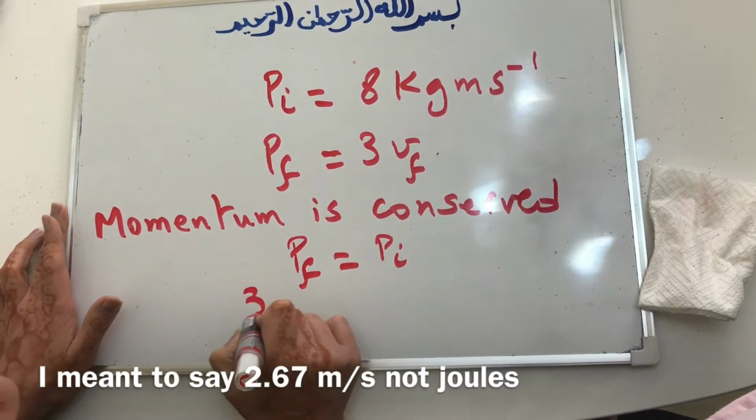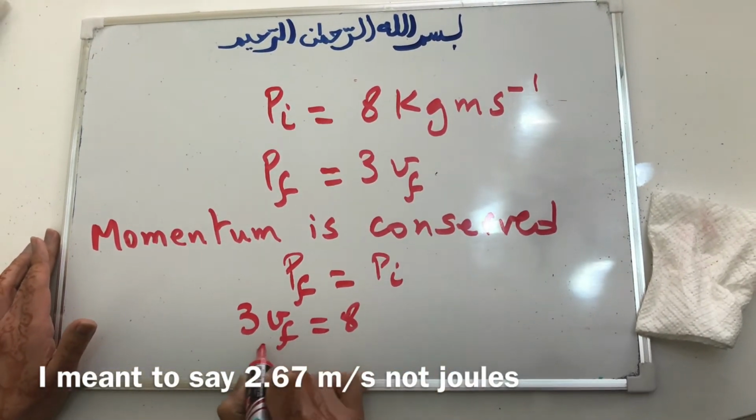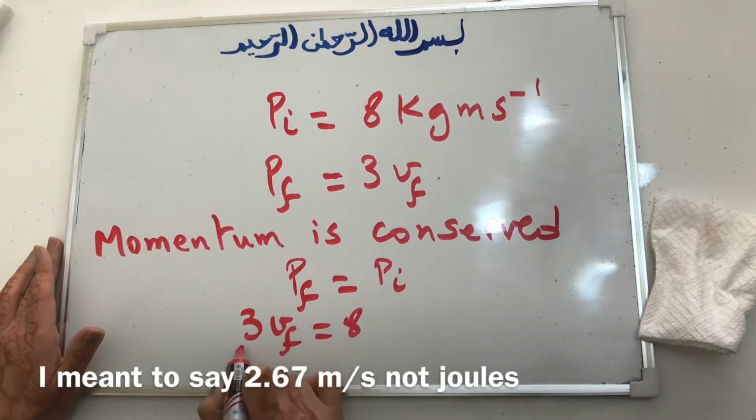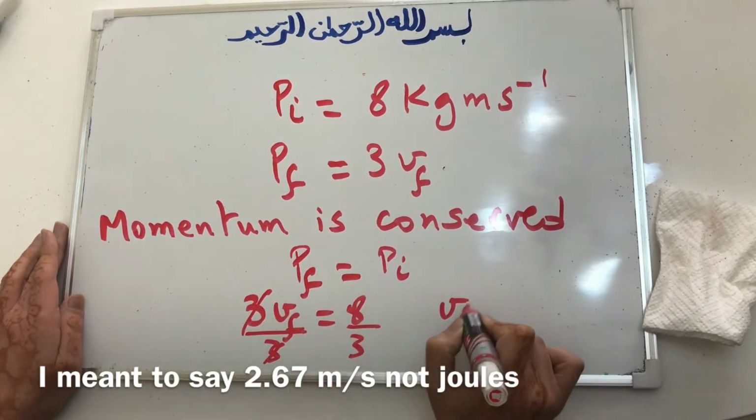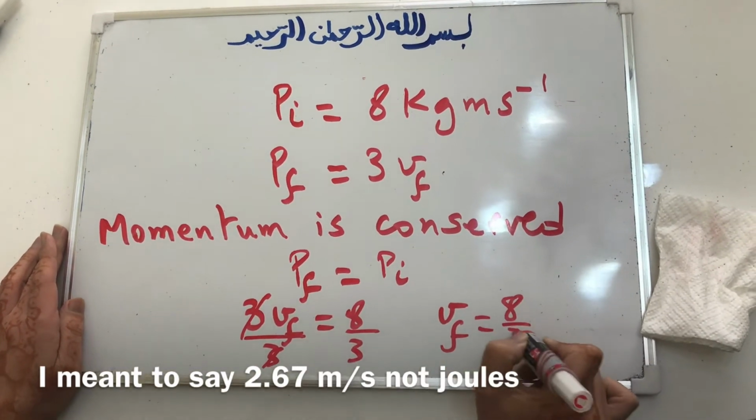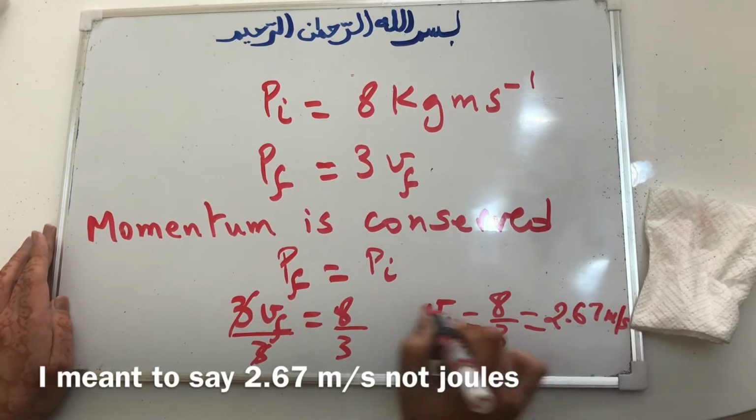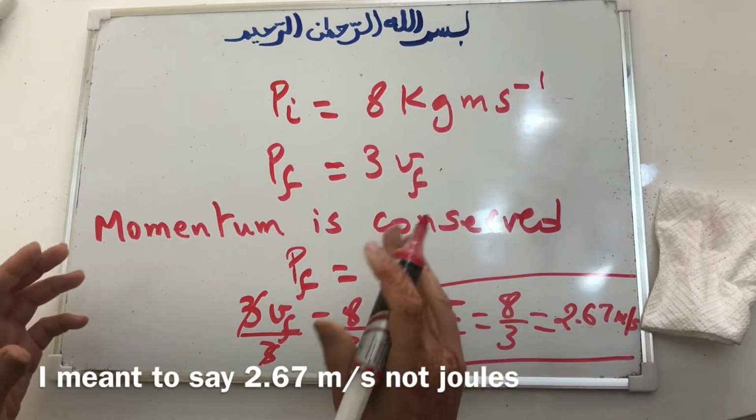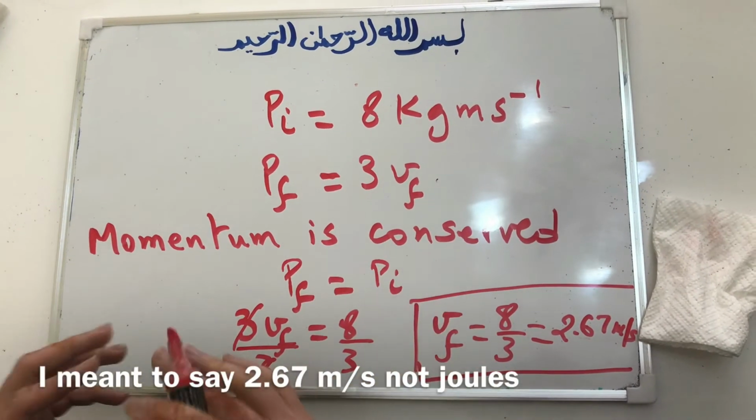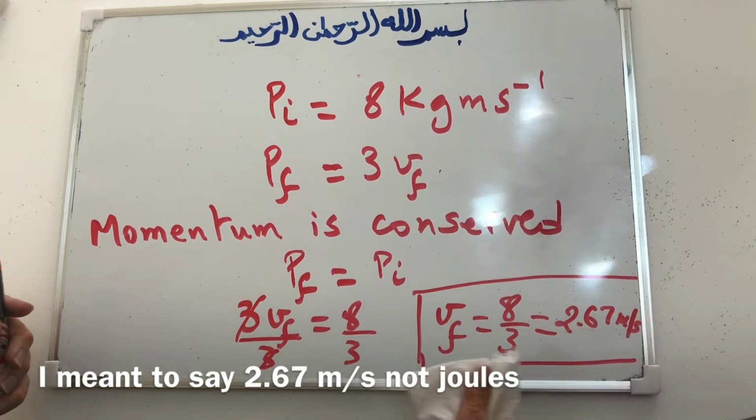So I'm going to say 3 times Vf equals 8. Then if I am after the Vf, I'm going to divide both sides by 3. And then I'm going to get Vf equals 8/3 or 2.67 meters per second. So this is the V final of the system of the 2 and the 1 kilogram when they stick to each other.